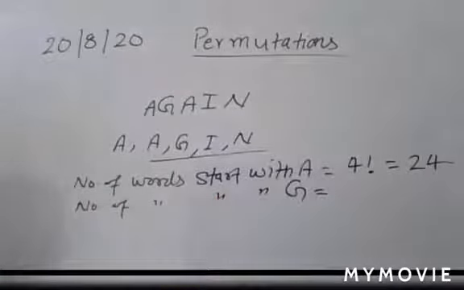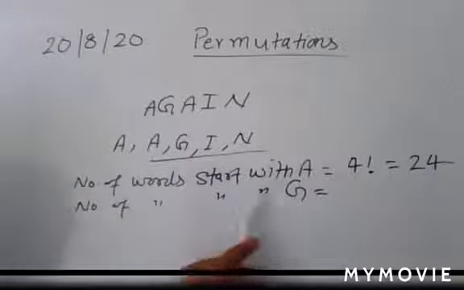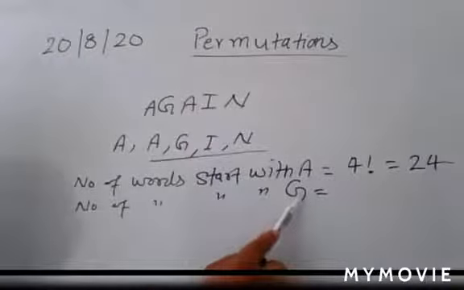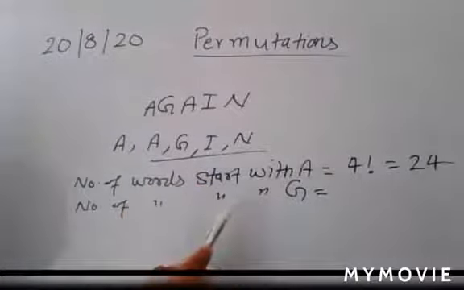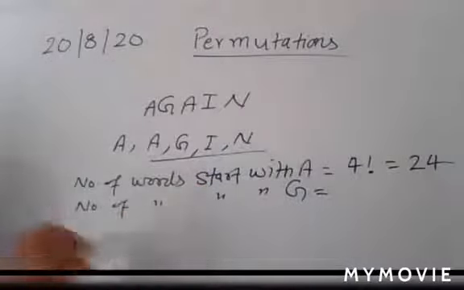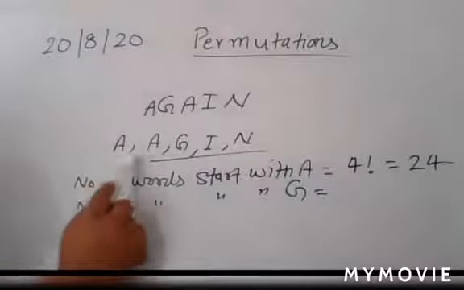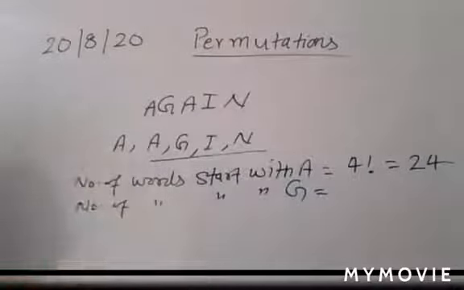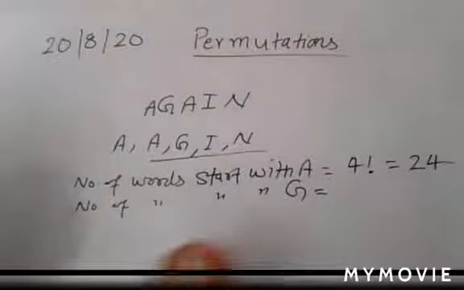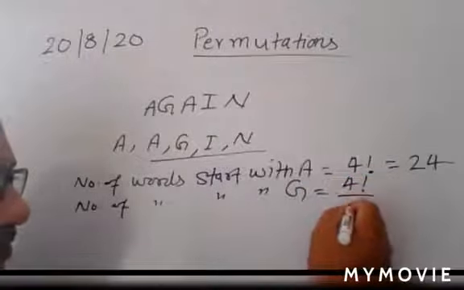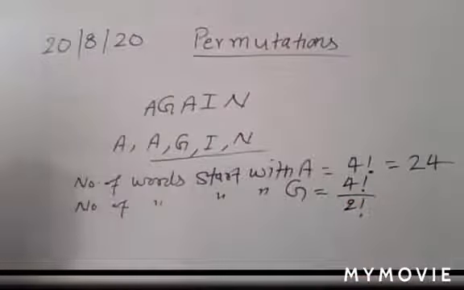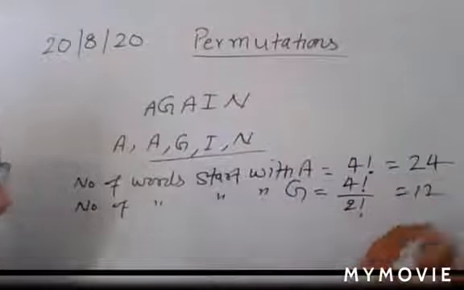If you are interested to find the number of words that start with G, the position of G is fixed. Here you have 4 letters remaining, but in those 4 letters, 2 A's are also present. That's why the number of words is factorial 4 upon factorial 2, so that is equal to 12.